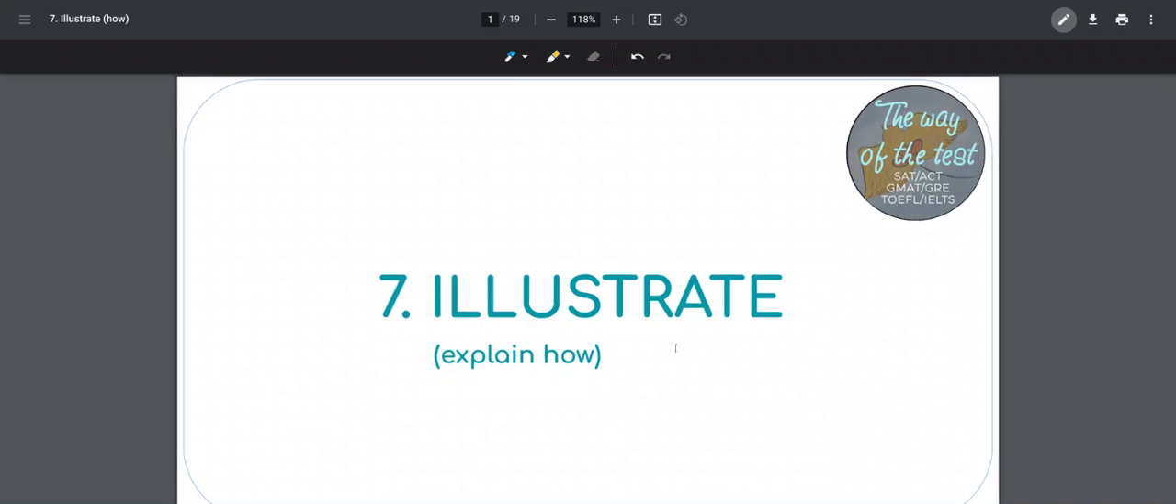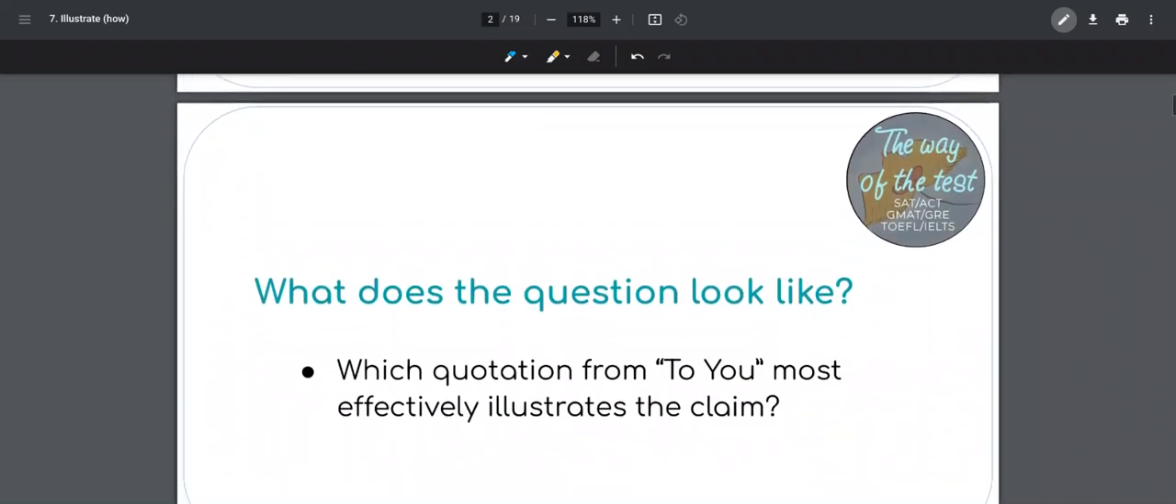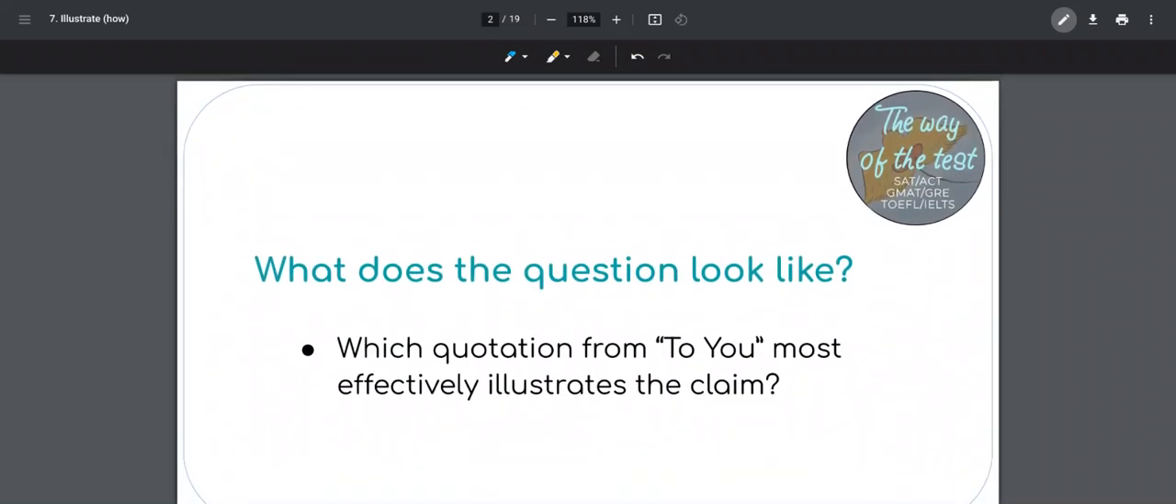Illustrate question. This is the question in which they ask us to explain how. How what? We're going to see. Copy the title, copy the subtitle, explain how, and we're going to see what the question looks like. The question looks like this. It's kind of a reverse question.